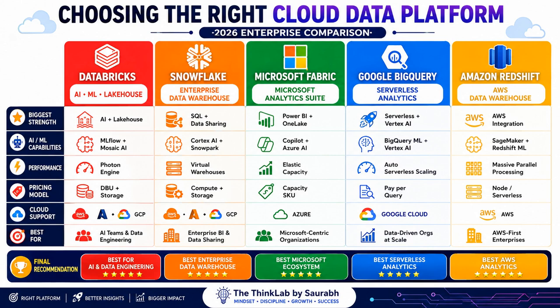So now let's compare them quickly. If your primary goal is AI, machine learning, and data engineering, Databricks is usually the strongest option. If your organization mainly performs SQL analytics, dashboards, and secure enterprise data sharing, Snowflake is an excellent choice, right? If your company already uses Microsoft Azure, Power BI, and Microsoft 365, Microsoft Fabric provides the smoothest experience, right? If you prefer fully managed, serverless analytics, BigQuery is the outstanding option, right? If your organization is deeply integrated with AWS, Redshift becomes the most natural solution.